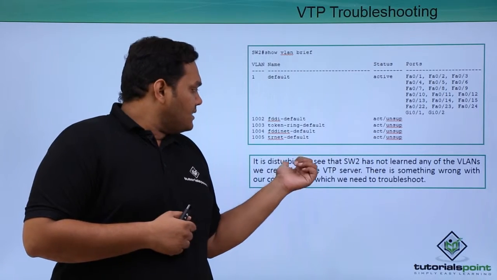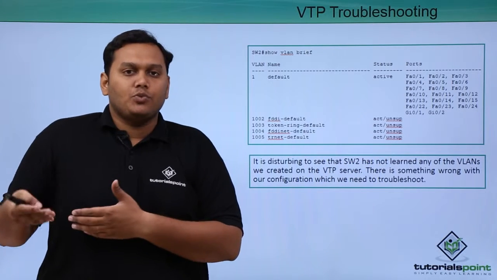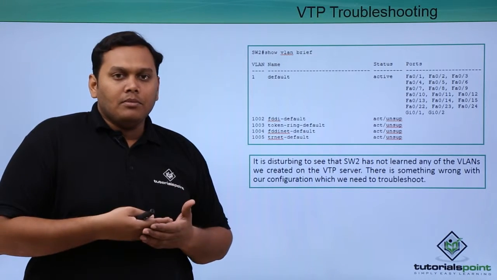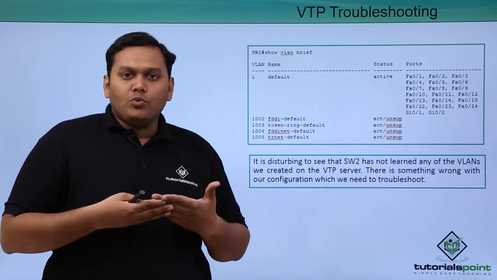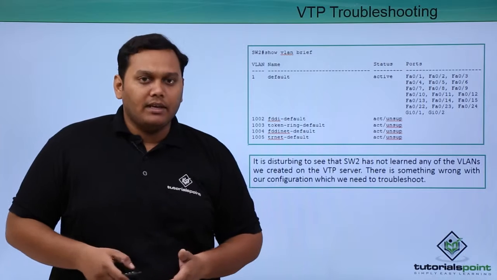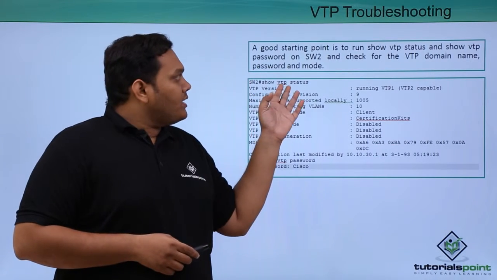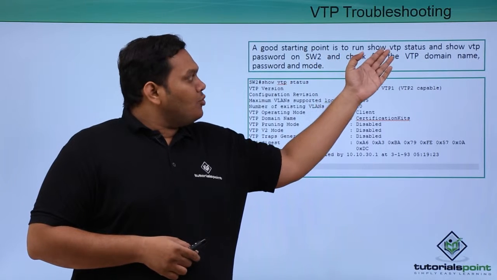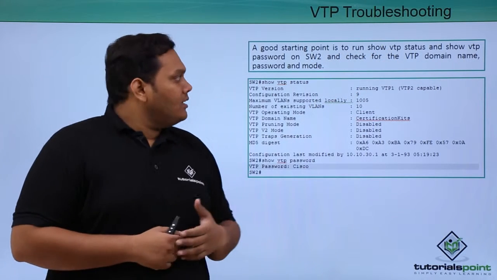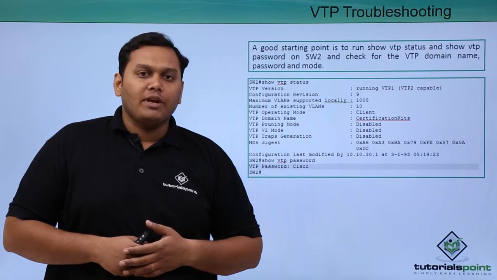It is a problem if switch 2 has not learned any of the VLANs from switch 1. That means there is a synchronization problem between switch 1 and switch 2, where the VTP advertisements are not propagated properly. So, what is the root cause? A good starting point is to run the show vtp status command, and check the VTP password and the VTP domain name on switch 2.